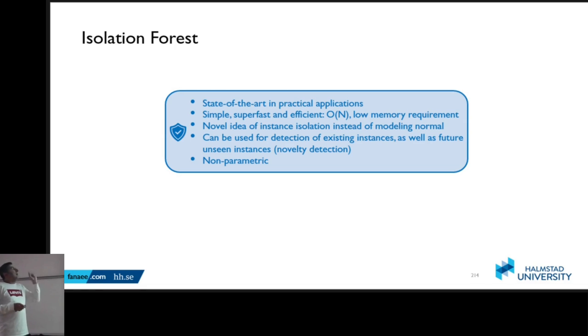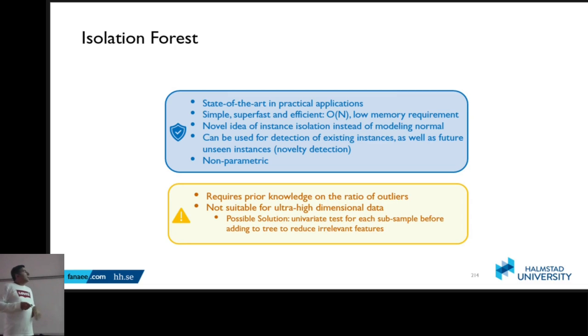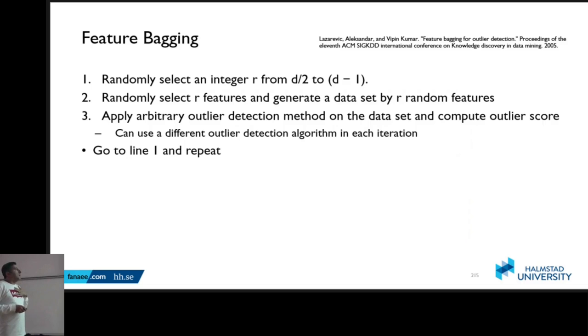And it's the only anomaly detection approach that attacks the anomalies instead of creating a profile for normal data. It can be used for detection or also novelty detection, and is non-parametric, with no assumption. But it requires prior knowledge of the ratio of outliers. It's not suitable for ultra high dimensional data, but still there are lots of solutions for this kind of thing, because many researchers are working to improve this.